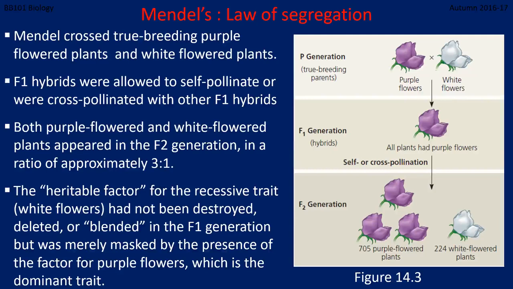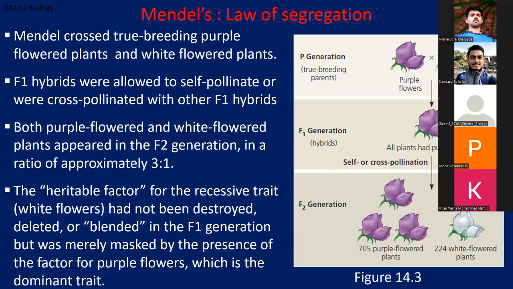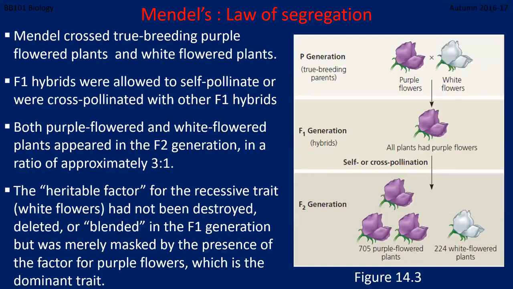And at that time, he called these genes alleles, A-L-L-E-L-E, alleles. And what he said is that this allele will determine the organism's appearance, and the dominant will always show up if there is a mixture of dominant and recessive alleles. The recessive allele will have no noticeable effect on the organism's appearance.